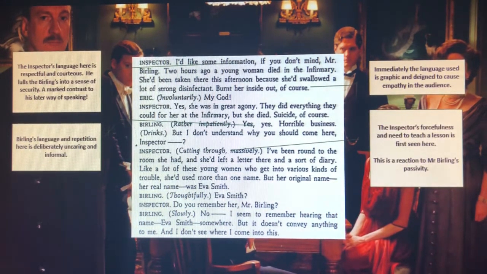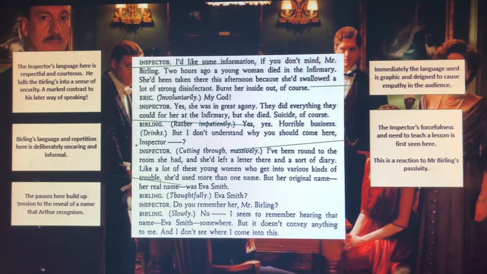The inspector's forcefulness and need to teach a lesson is first seen here when he cuts into Mr. Burling, interrupting him. Not something, of course, Mr. Burling would be used to. This is a reaction to Mr. Burling's passivity, or perceived passivity, towards Eva Smith's death. The pauses here build up tension to reveal a name that Arthur recognises.